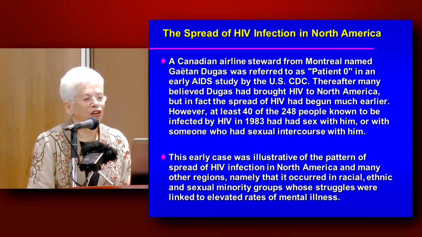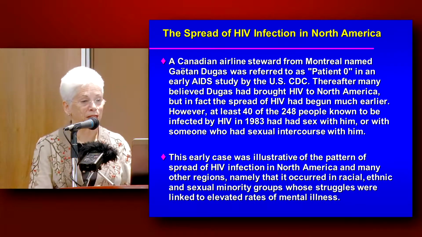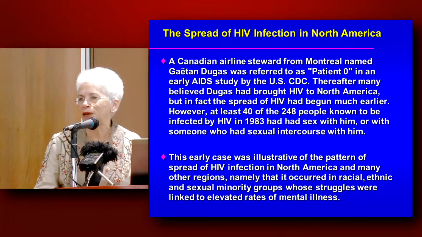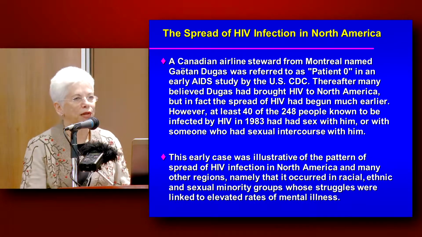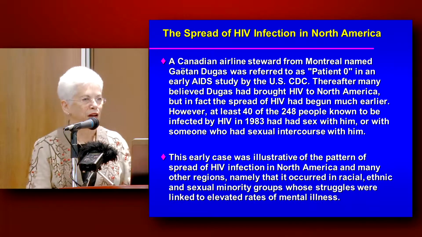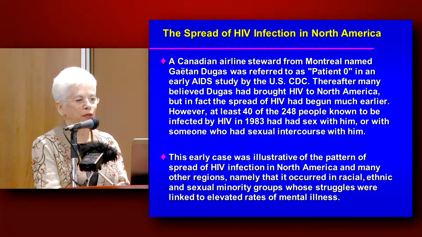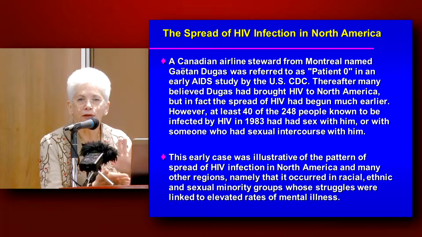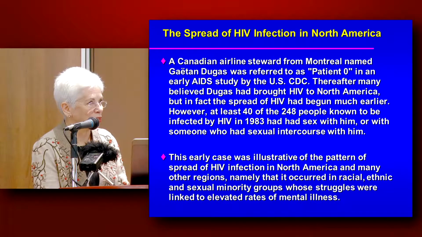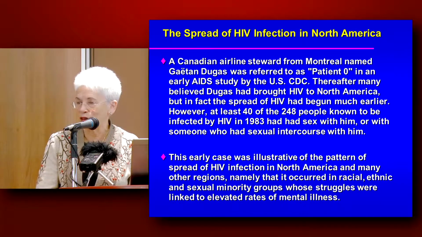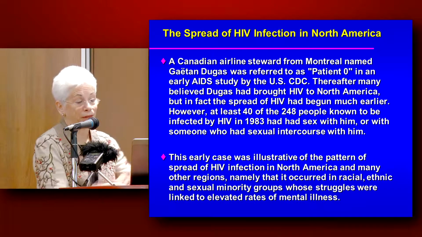So, one of the famous early cases of HIV was a Canadian airline steward named Gaetan Dugas, I don't know if I'm pronouncing his name right, from Montreal. And he was referred to in a US CDC study as patient 0, which was not an accurate portrayal of him because, in fact, HIV had entered the US long before this gentleman became a flight attendant. But what was true was that of the initial cases, 248 people who were known to be HIV infected in 1983. Now, in 1983, there was no HIV antibody test, so known to be HIV infected usually meant seriously medically ill. That was when diagnosis was made. So of those medically ill people who were known in 1983, 40 of them had either had sex with this gentleman or they had had sex with someone who had had sex with him.